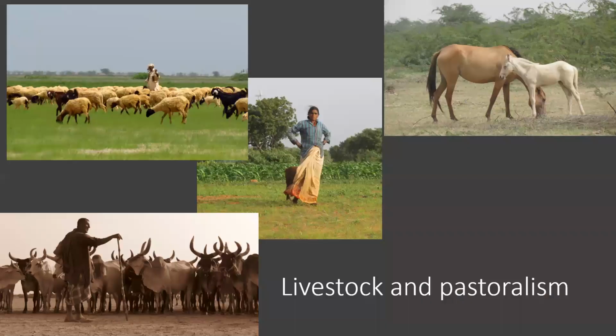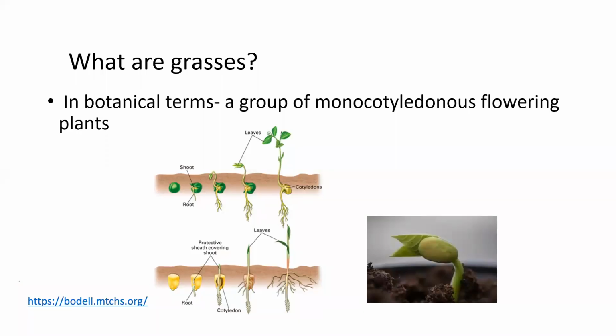So, getting to a bit of botany. Now, I don't want to introduce jargon, but if you look at botanically what grasses are, they're a group of monocotyledonous flowering plants. And here is an illustration where on the top it's a dicot and below is a monocot, with corn as an example.